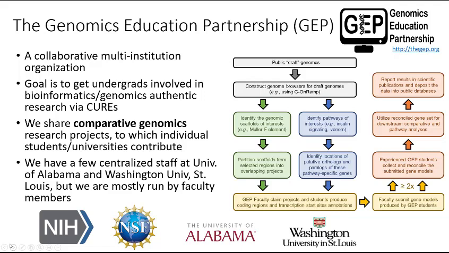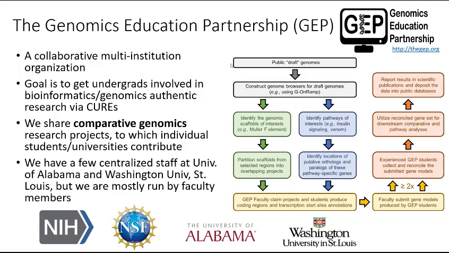And the idea of this is that we have this overarching science question, this comparative genomics research question that we address by having lots of different students and different institutions each contribute in a very small way. So this is an overview schematic of our workflow for the GEP, and I just want to highlight the final goal is scientific publications in comparative genomics.